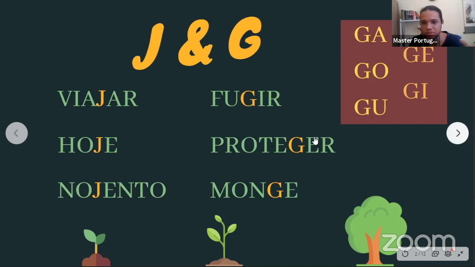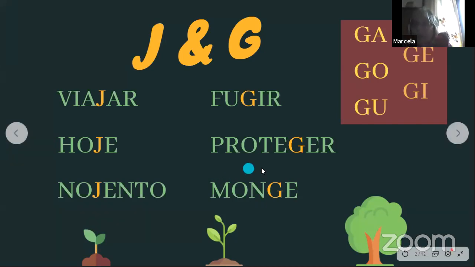Yes, Marcela. ¿Qué significa nojento? Nojento em inglês é disgusting. You know, I don't know how to say in Spanish. ¿Cómo se dice en español? Que no gusta. Sí, puede ser. Alguna cosa que es desagradable, que no te gusta. Desagradable. Sí. Oi, Jéssica. Obrigada.